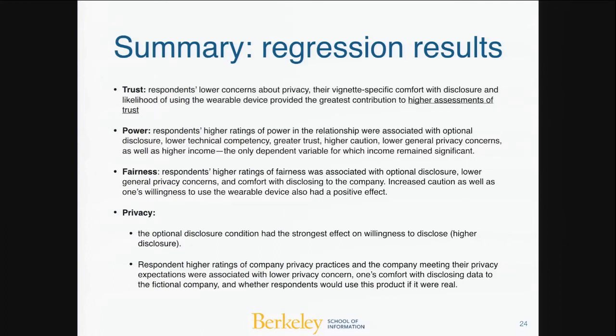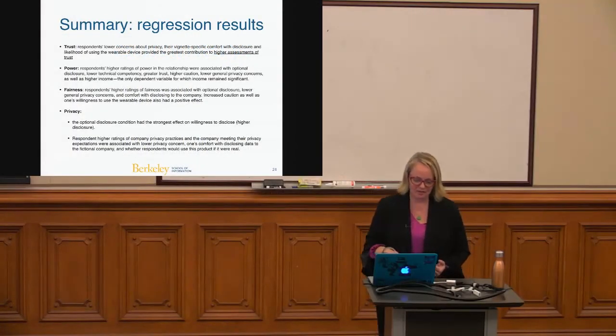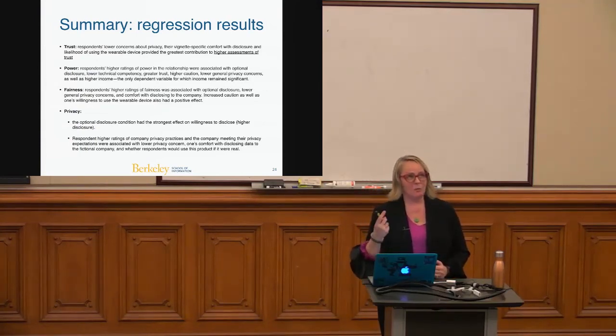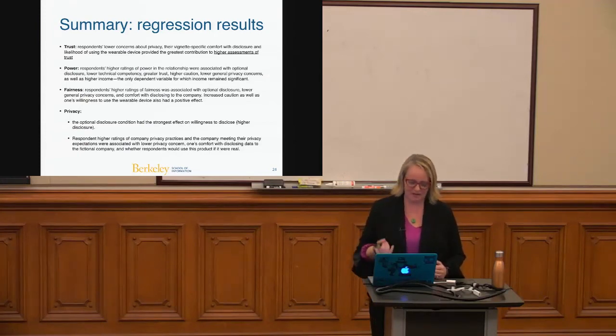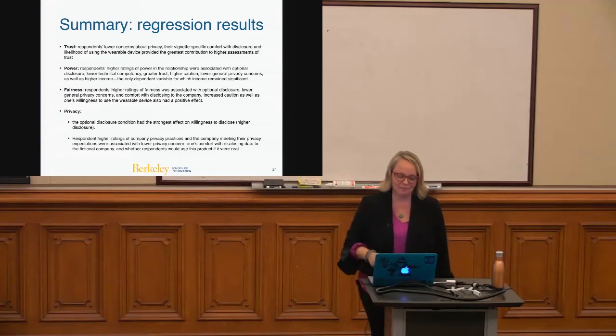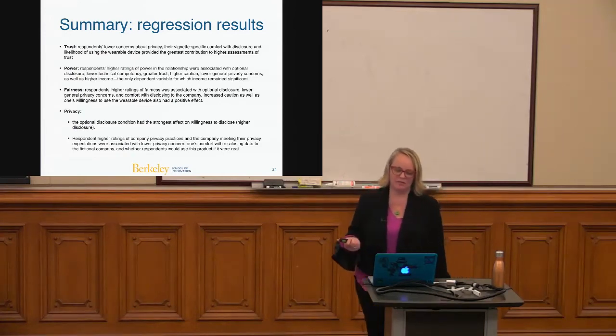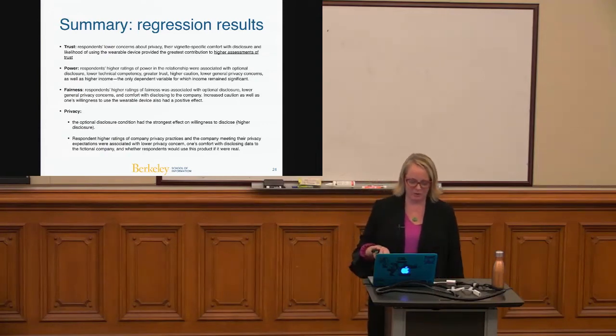With regards to power, higher ratings of power were also associated with the optional disclosure condition, lower technical competency, greater trust, higher caution, lower general privacy concerns, as well as higher income. Income was the only demographic factor that had any significance, and it was the only one that remained when you looked at all of them together, which I thought was really interesting because that's a sense that if I have more money, I feel like I have more power. Sure. Fairness, respondents' higher ratings of fairness were associated with optional disclosure, lower general privacy concerns, and comfort with disclosing to the company, as well as increased caution and one's willingness to wear the wearable device.